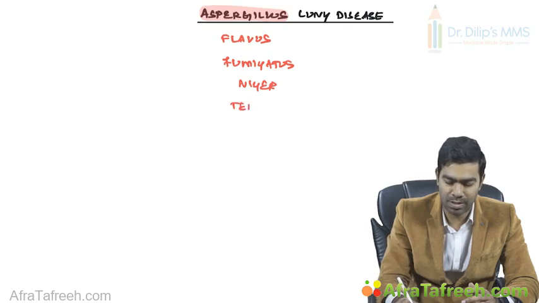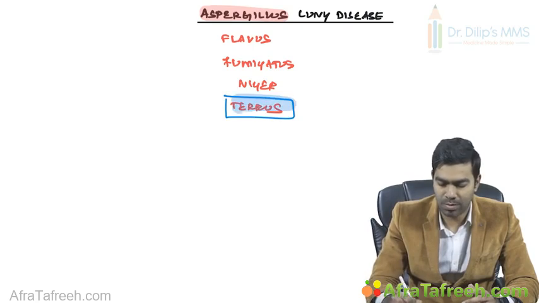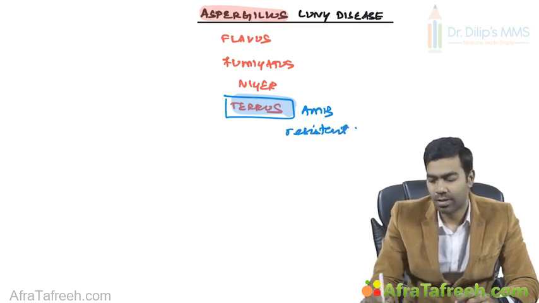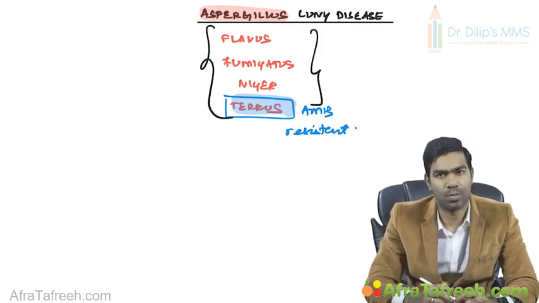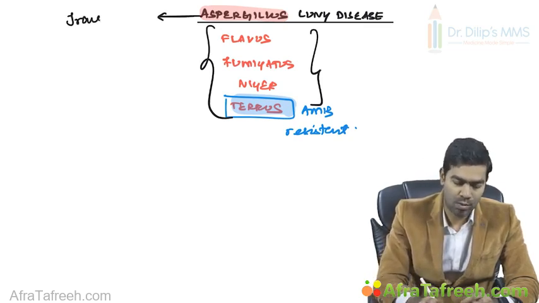is Aspergillus terreus. Very likely terreus may be an exam question, because terreus tends to be amphotericin resistant. That's why. So these are the species that carry real functional significance for humans. And next, we have to see how Aspergillus gets transmitted.